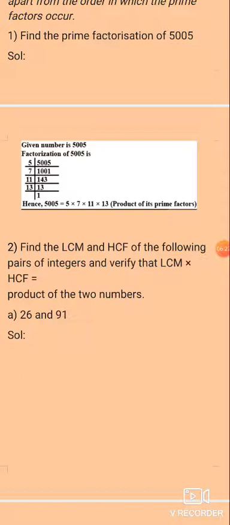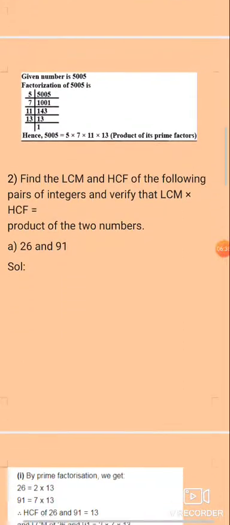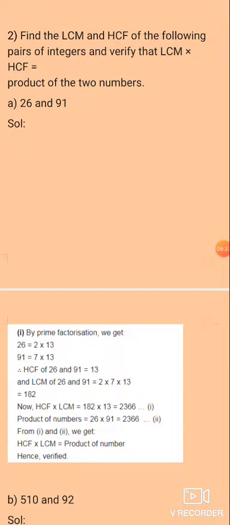Product of the two numbers. So the first question, consider the two numbers 26 and 91. By prime factorization, we need to find the prime factors of 26 and also 91. The prime factors of 26 are 2 into 13. Multiplying 2 into 13 gives 26. Same for 91, the prime factors are which?